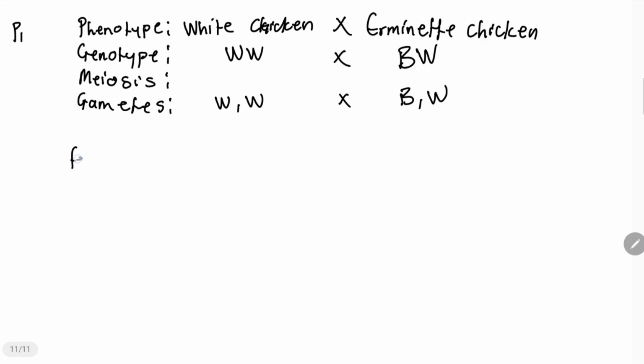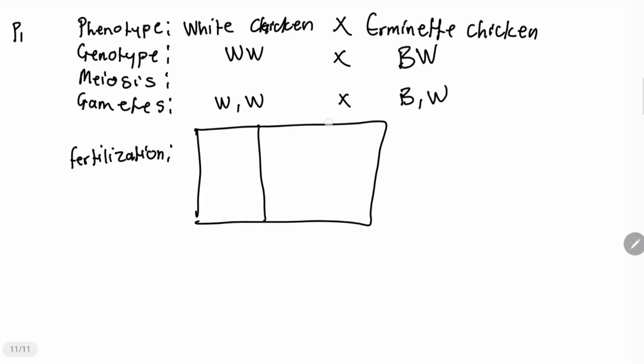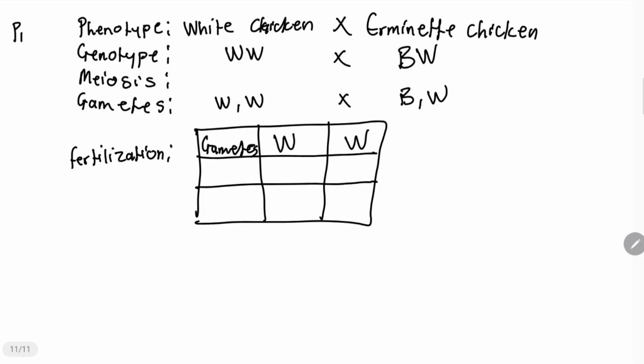Below gametes now comes fertilization. And to show fertilization, it is simply 3 boxes sideways and 3 boxes down. And this is our Punnett square. Top left, we write gametes again. In front of the word gametes in the 2 boxes, we're going to write the gametes of the first parent, which is the white chicken. So it is going to be capital letter W here and the second capital letter W there. Below gametes, we're going to write capital letter B, capital letter W. Those are the gametes of the second parent.